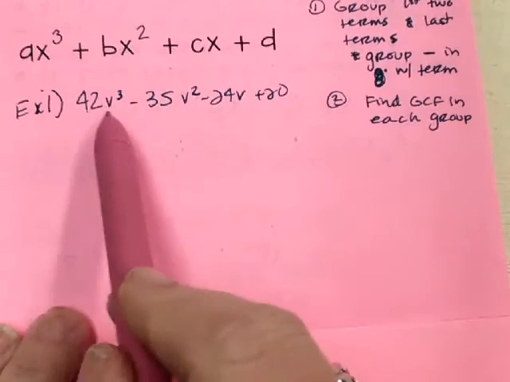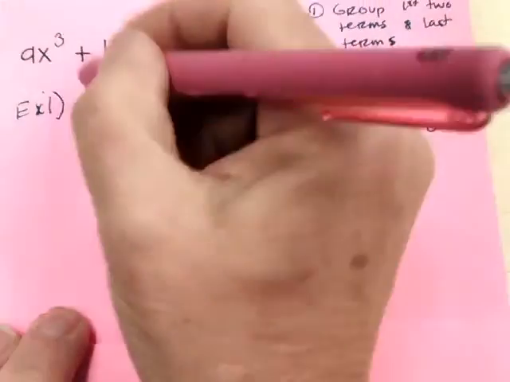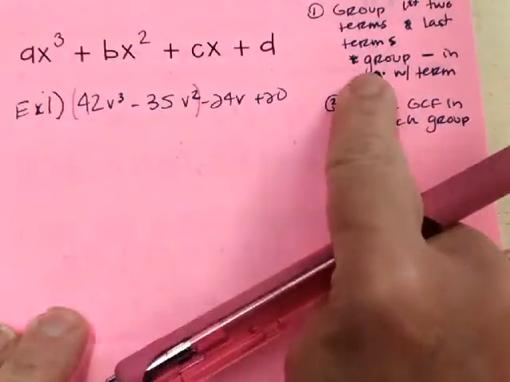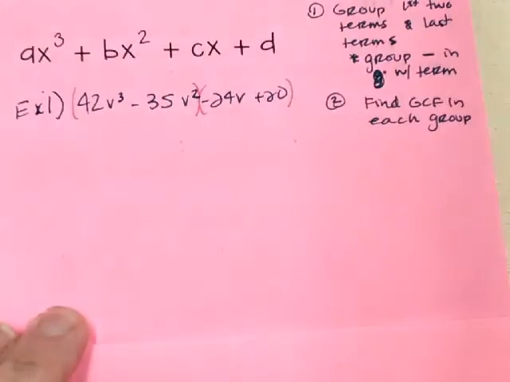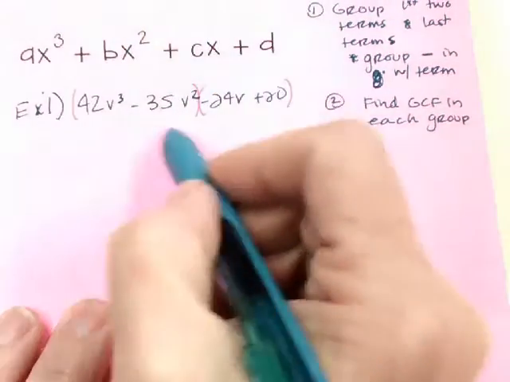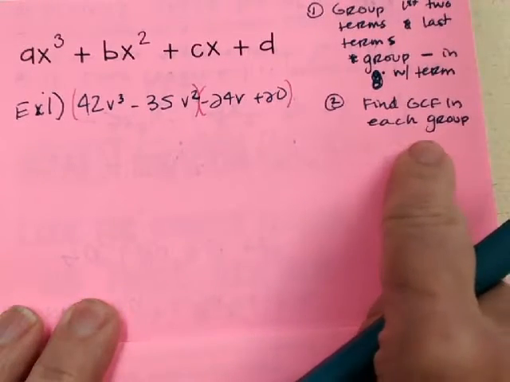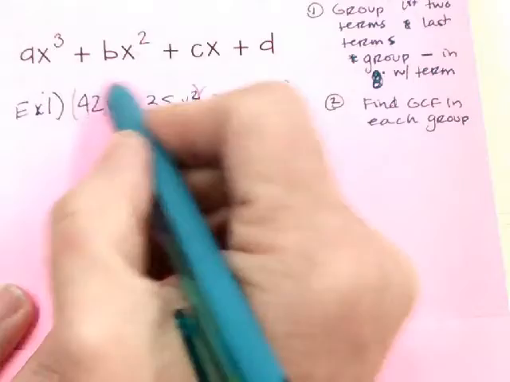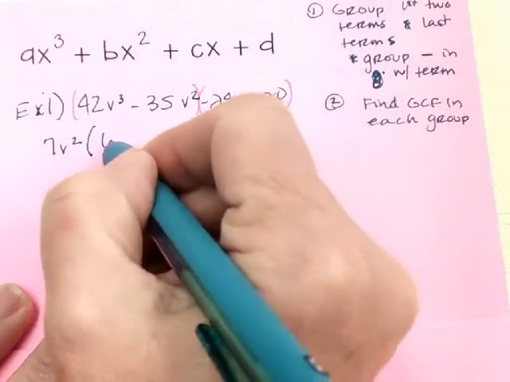Okay, so I want to make sure that I have a greatest common factor in each group, and I do. If I group these 2 together, and I said just a second ago, if there's a negative on that lead term, just stick it in the parentheses when you group things. That doesn't mean that I'm turning that into multiplying, and I use that different color just to show that I'm grouping this. Now we're going to take out our greatest common factor. That's your second step: find the greatest common factor in each group. In this group, I can take out a 7v squared, and that leaves me with 6v minus 5.